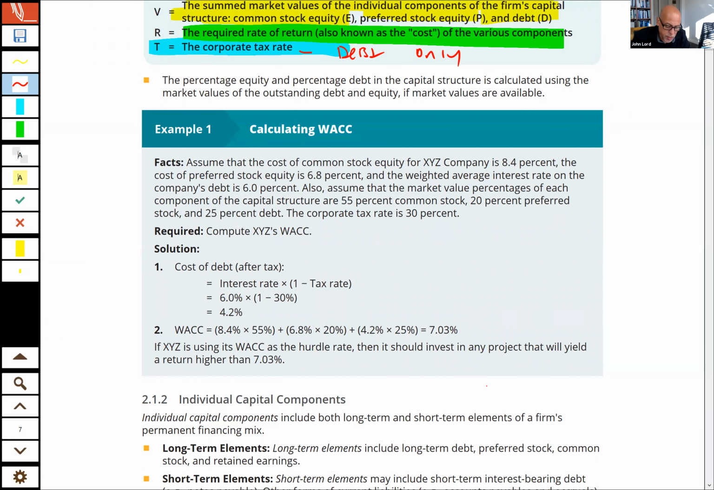We say assume the cost of common equity. Let me go ahead and highlight as we go along. Common equity for XYZ is 8.4%. Okay, great. We got that 8.4%. That's the cost of the common stock. The cost of preferred stock equity is 6.8%. And the weighted interest rate on the company's debt is 6%. Assume that the market value percentage of each component of the capital structure are 55% common stock, 20% preferred stock, and 25% debt. And then they give us the corporate tax rate. We know we're going to have to apply that to our debt only, right?